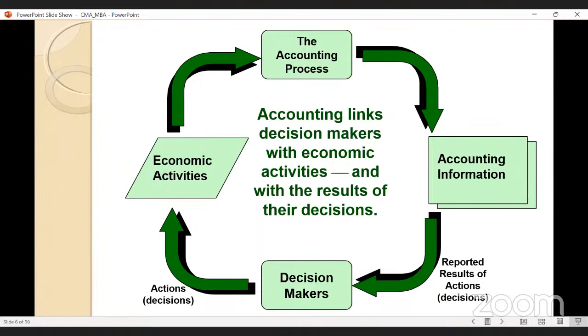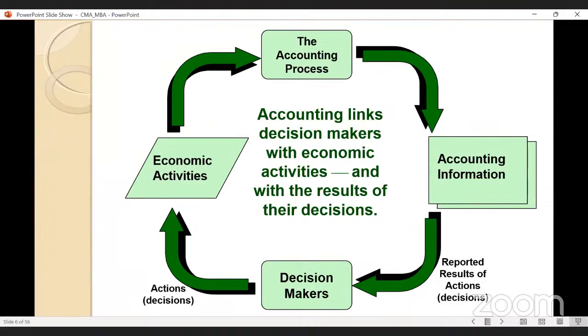So first, we are providing the economic activities. Economic activities are financial in character or financial in nature. So these are known as business transactions or business events. These business transactions or business events pass through the accounting process, that means the accounting cycle. As you have already discussed, recording, that means passing of journal entry, then posting them into ledger, preparation of trial balance, then preparation of profit and loss account and balance sheet.